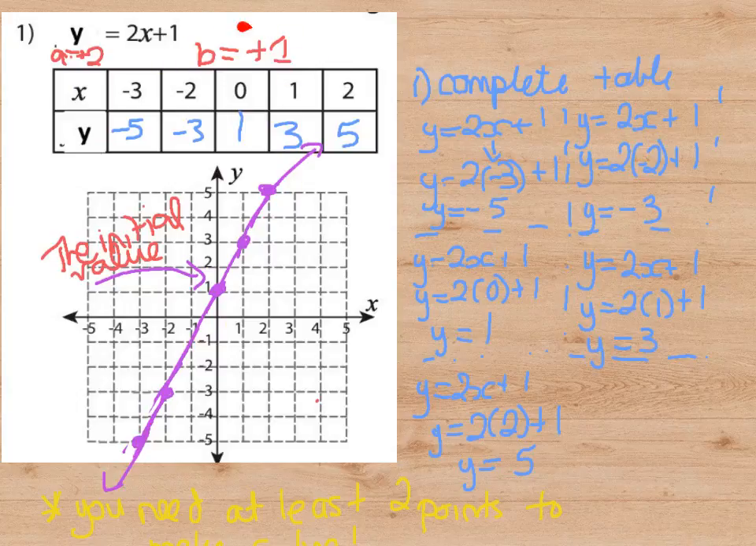And when b is positive 1, remember what b is, b is the y-intercept. We can call it the y-intercept. Well, if b is positive 1, does my graph go at positive 1 here on the y-axis? It sure does. So therefore, our function is plotted very, very correctly. This deserves a big check mark. So yes, done. Okay. Now that's the first question on the worksheet that you're given.